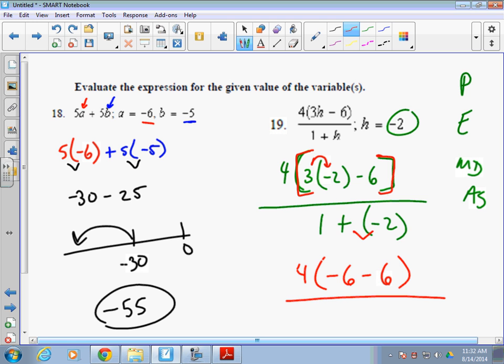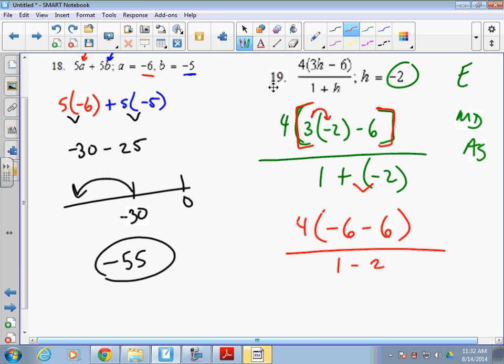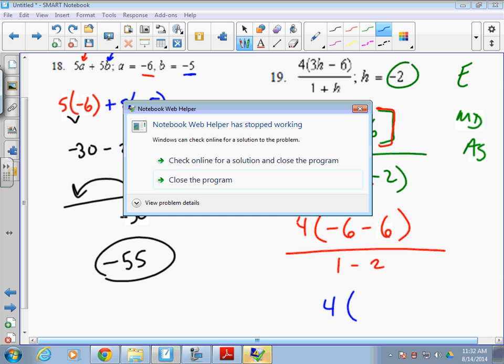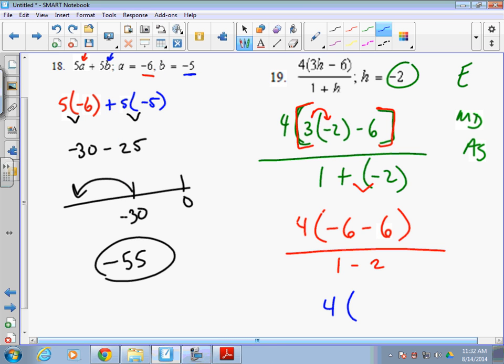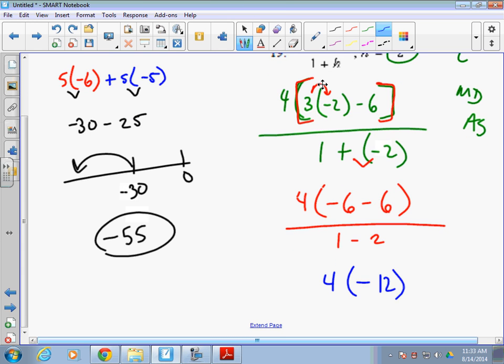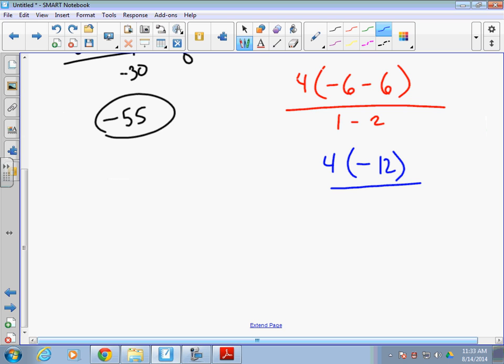I'm going to go ahead and change this real quick to 1 minus 2, just to get rid of some stuff we don't need to look at. Again, still in parentheses. Negative 6 minus 6 now is going to make 4 times negative 12. You're going to put negative 6 and minus 6 together. Over 1 minus 2 is negative 2.